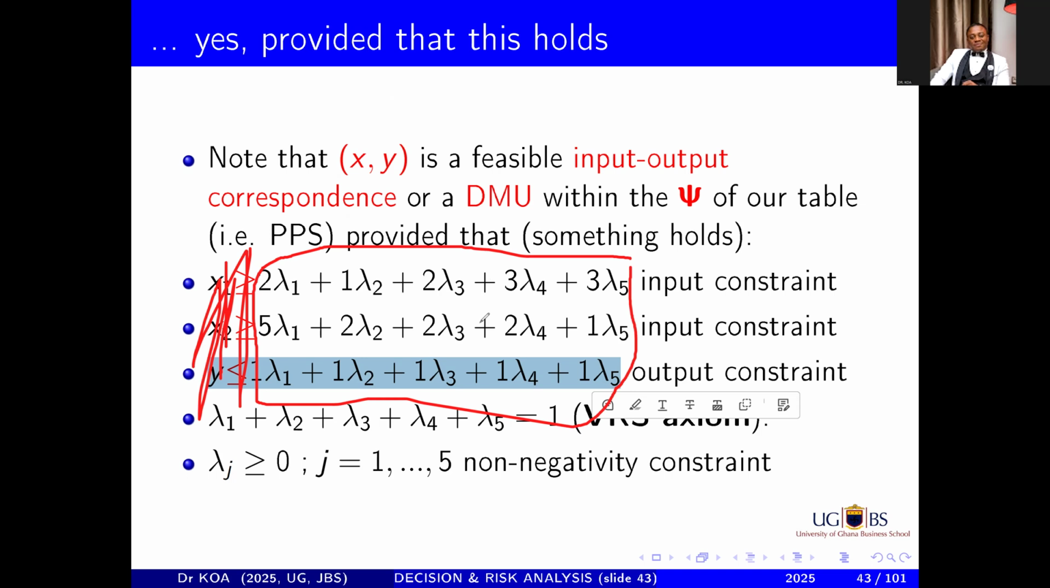The question is, and of course, once you have this, then the non-negativity constraint from linear programming should indicate that the weight you are assigning to the DMU should be non-negative, that is, greater than or equal to 0. This is the usual one.